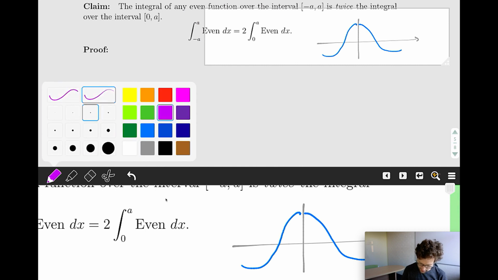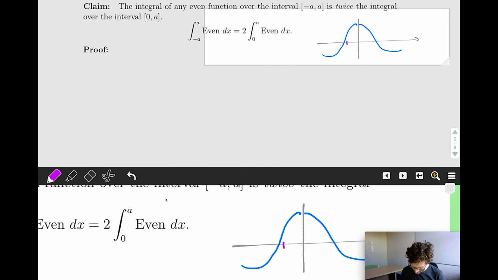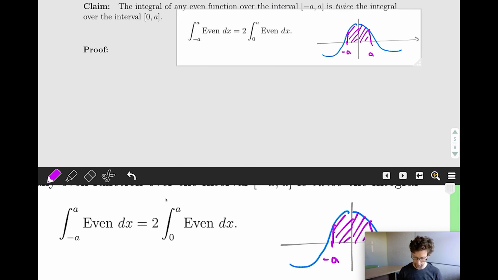And again, I'm going to imagine integrating this thing between minus a and plus a. And I'm going to do that by calculating the area under the curve. So calculate the area under the curve on the right-hand side, calculate the area under the curve on the left-hand side, and you can see that those two things are actually going to be the same. They're going to be the same and they'll have the same sign. So what I can do is replace my integral from minus a to a of an even function with twice the integral from 0 to a. That is, I've got two pieces that are the same. I could just replace it with twice the one on the right-hand side.